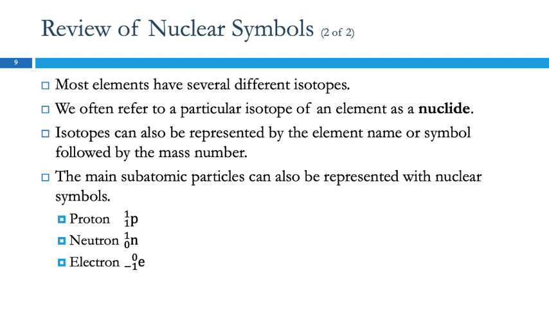We can also represent them using the element name or the symbol followed by a mass number. So carbon-14, for instance, that's its nuclear symbol, has 6 protons. You could also call this C14 or carbon-14. The 14, the mass number, is the important thing because we can always find the atomic number of carbon. It's on the periodic table, right? We need to know what the atomic number is for this specific nuclide.